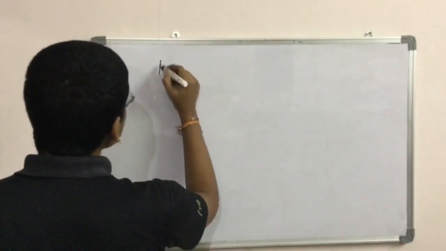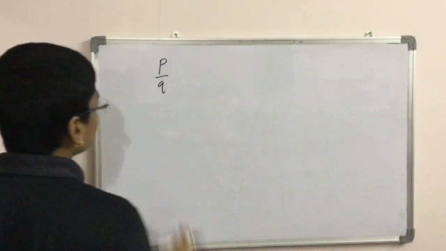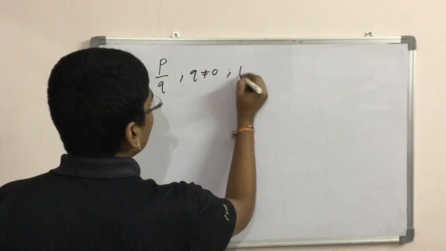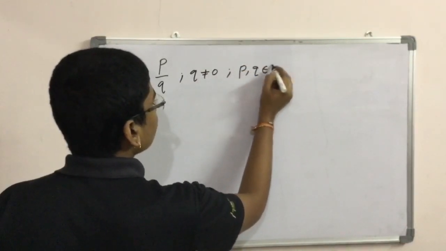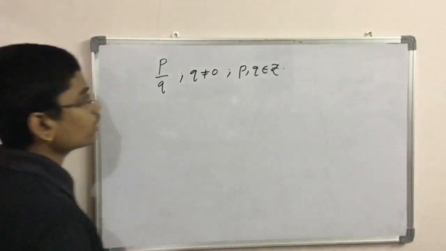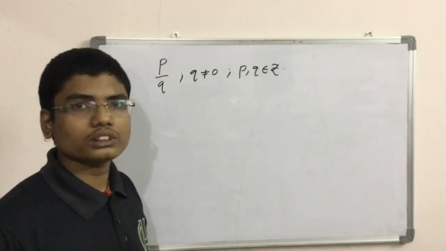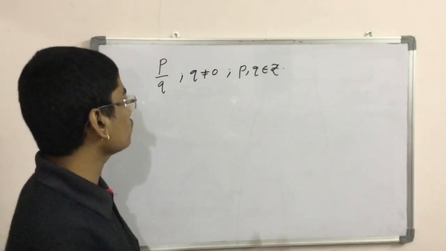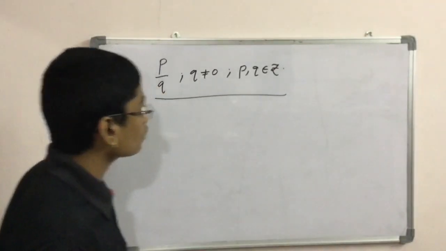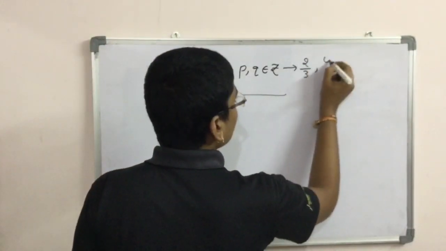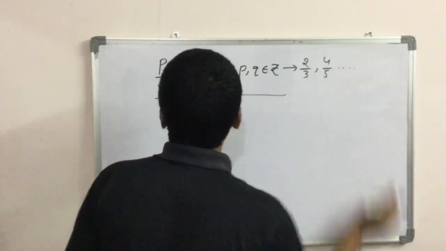First of all, to know about irrational numbers, we have to discuss rational numbers. Rational numbers are a set of numbers which are in the form of p by q, where q is not equal to 0 and p, q belong to integers. Z is a set of integers. Whenever a number has to be considered rational, it must satisfy all three conditions. Examples of rational numbers are 2 by 3, 4 by 5 and so on.